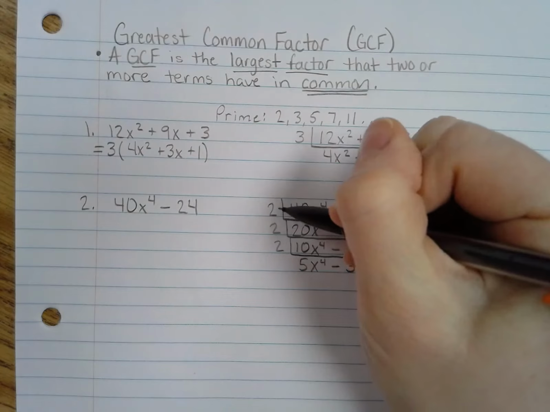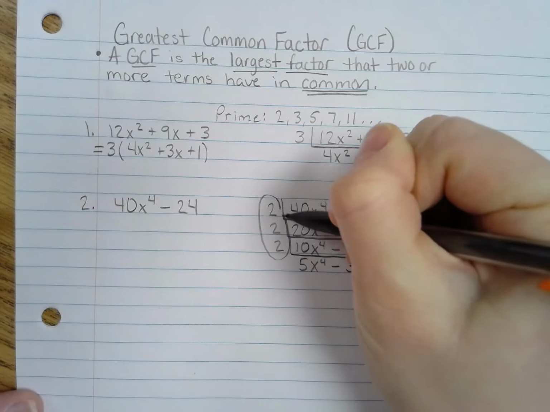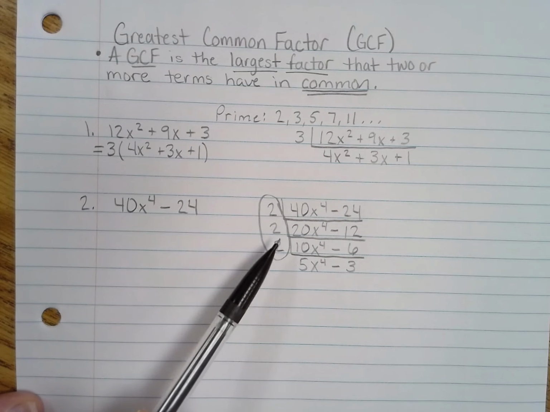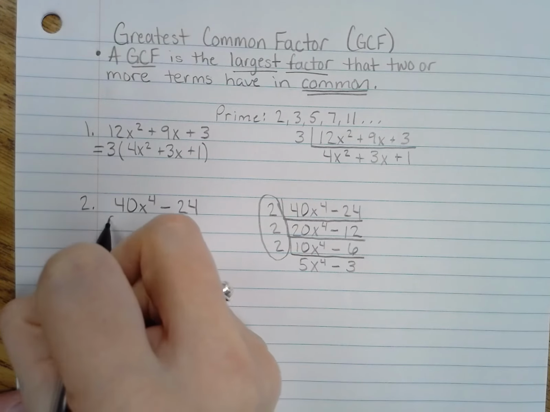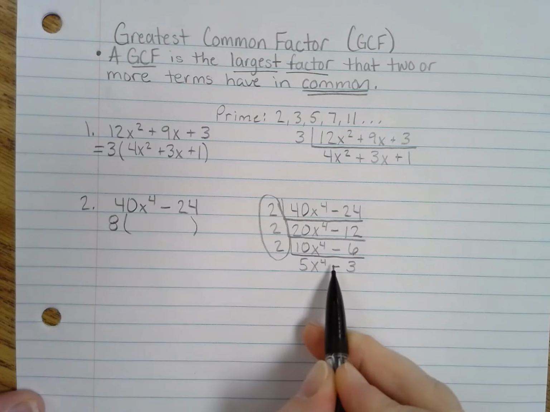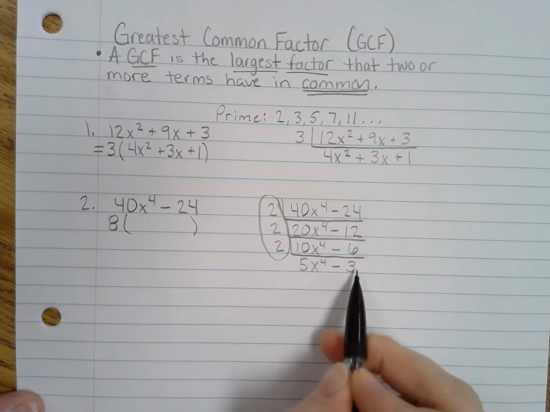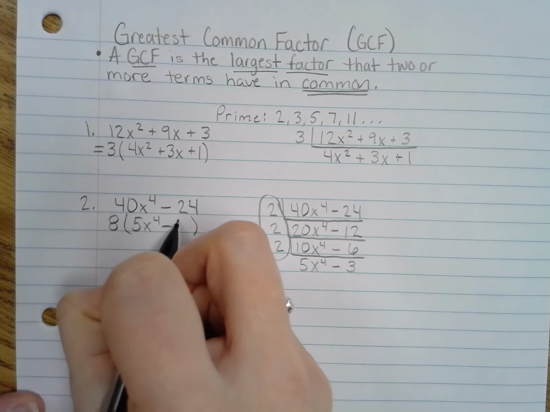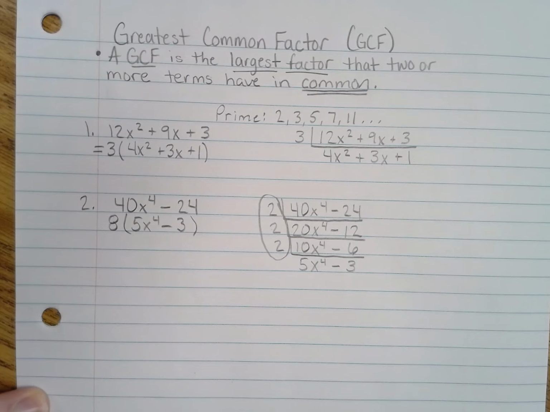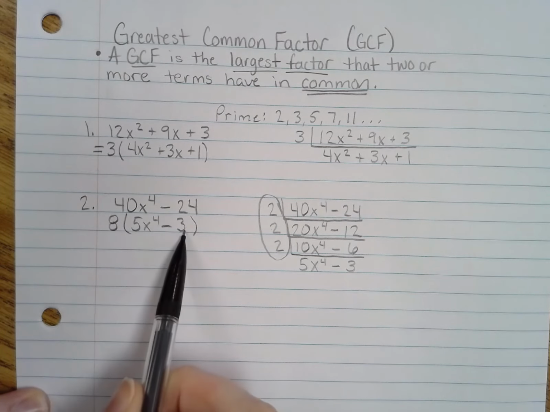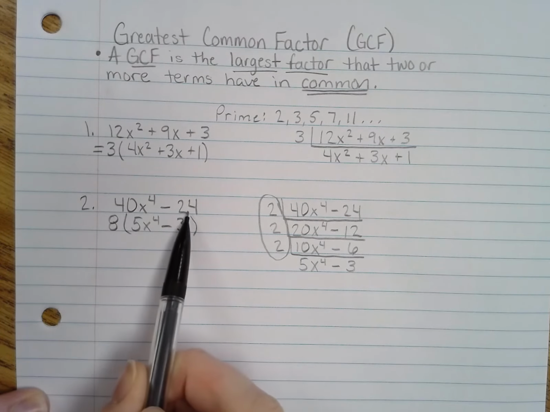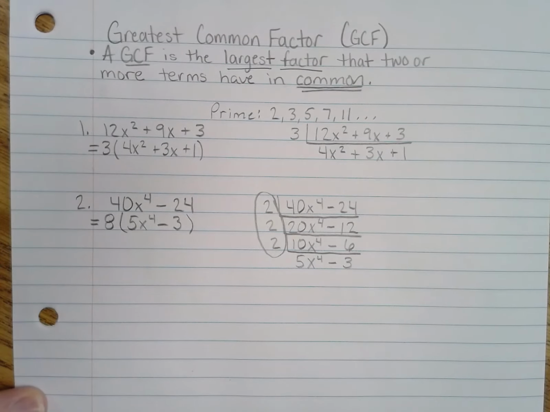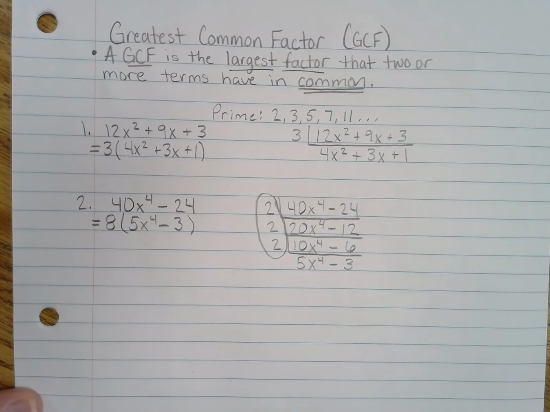So in order to find our GCF, the numbers out front will be our GCF. So multiply them together. 2 times 2 times 2 is an 8. And then our leftovers, the 5x to the 4th minus 3, that goes inside of our parentheses. Again, you can distribute that 8 through the parentheses to see that it does check out and get you back to the original problem. So our factored form is 8 times 5x to the 4th minus 3.